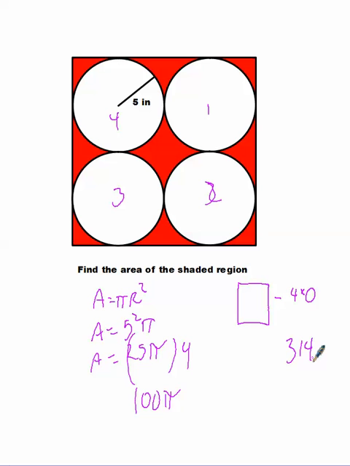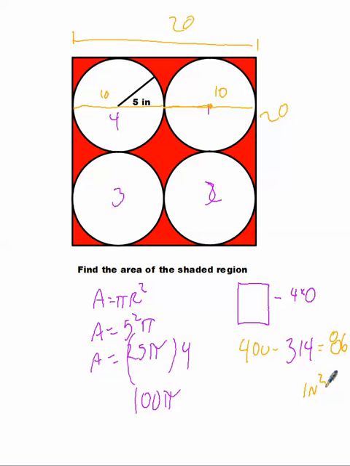So for the square, now this one's marginally more tricky, because you have your diameter here, which is 10, right? Then we have another diameter of 10 here, so this distance from here to here is 20. So our square is 20 by 20, so that has an area, 20 times 20, which is 400. So you subtract the 2, and you should get 86. And that would be 86 inches squared.